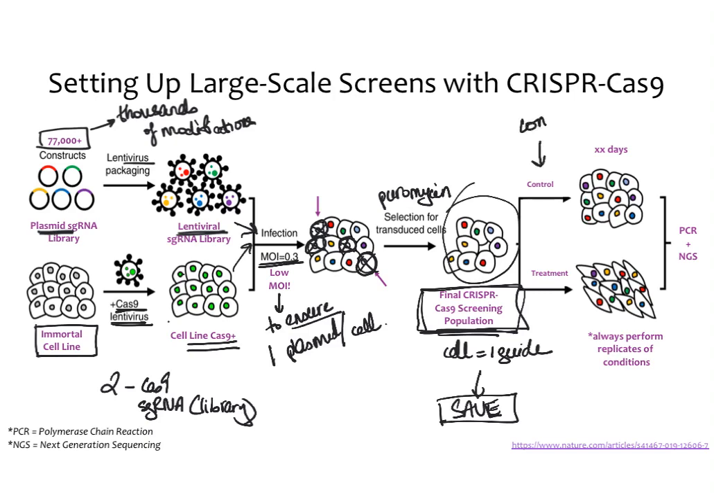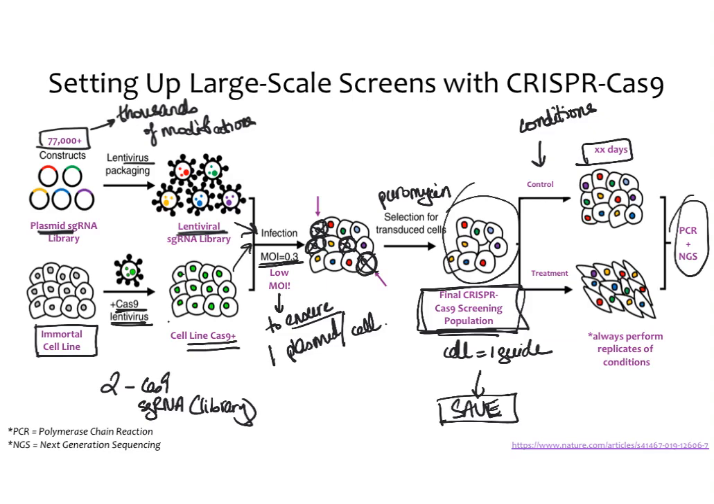So these would be our conditions. You have some control, some treatment group, some sort of something that we expose it to, which we can talk about later, for some amount of days, which again depends on your screen. And once that is done, you're going to send it for PCR to amplify the genes, and then for sequencing in order to see how your library performed after the condition that you applied it to.